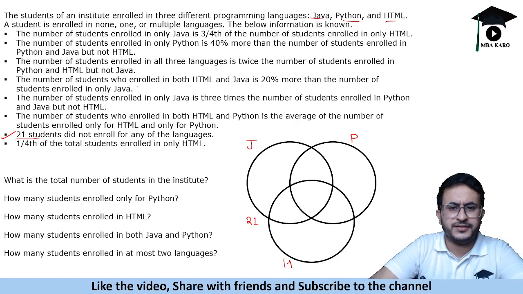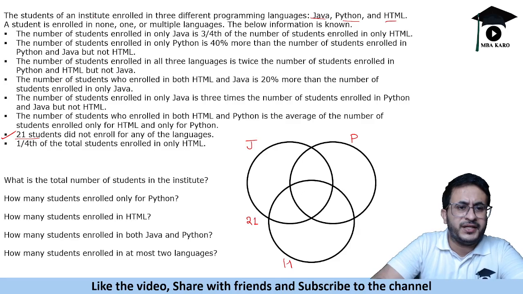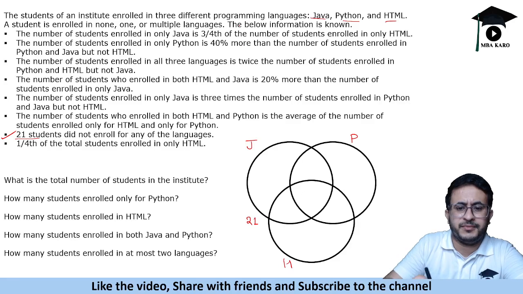Then we are given a lot of statements. So let's go step by step. It says the number of students enrolled in only Java is 3/4 the number of students only in HTML. So let us say only HTML is 4A. So only Java will be 3A.